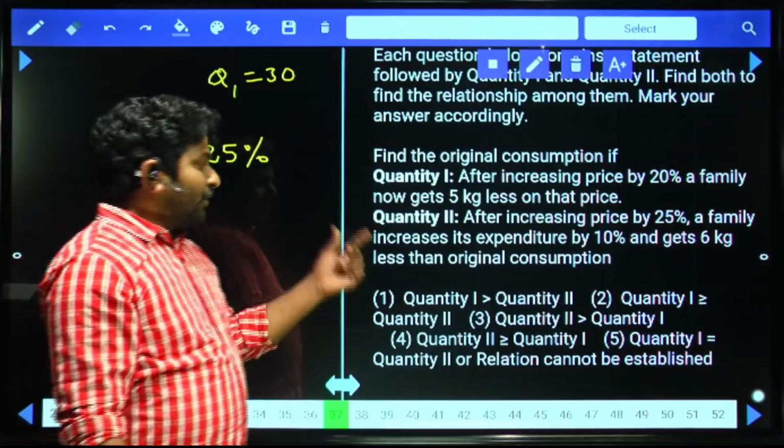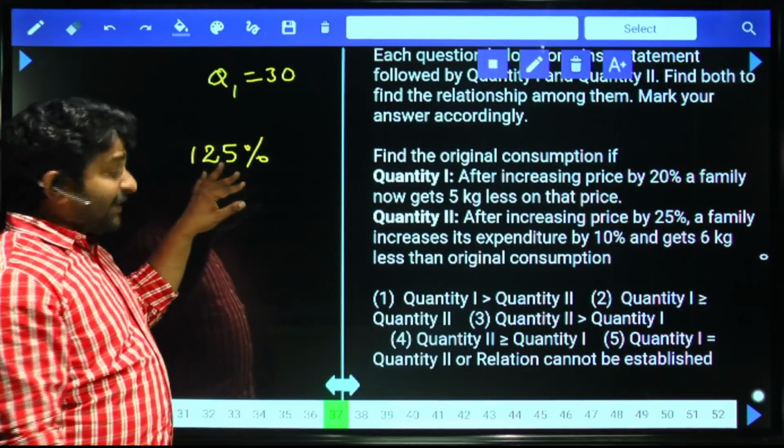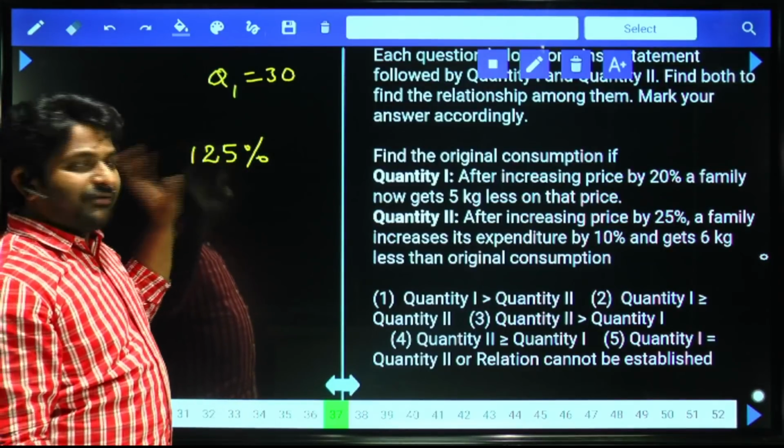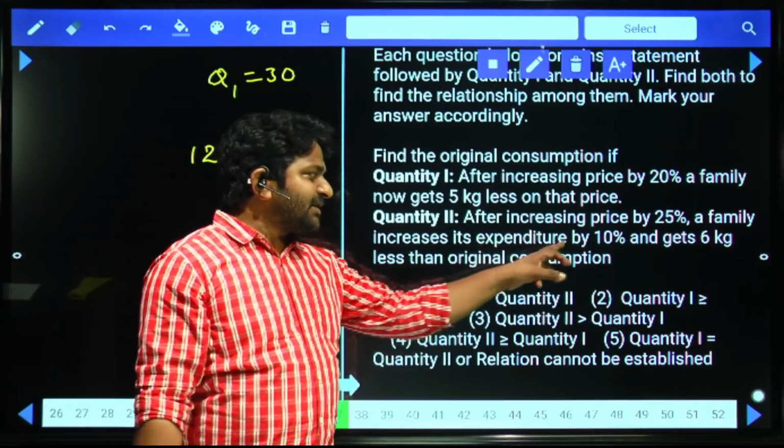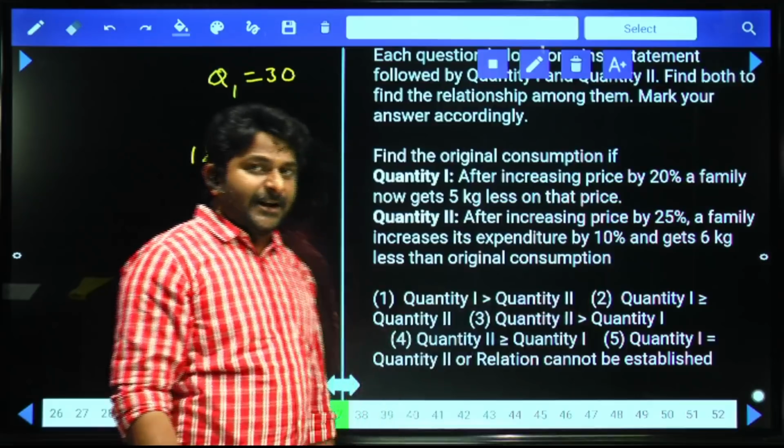Now with new price, increased price, expenditure becomes 125%. And then the family increases its expenditure by 10%.